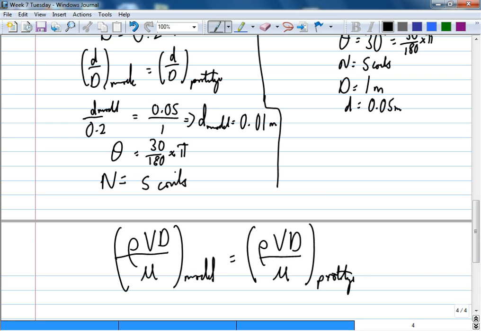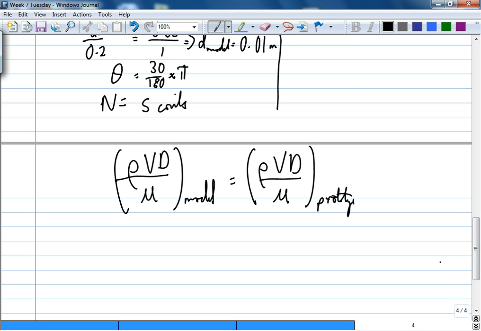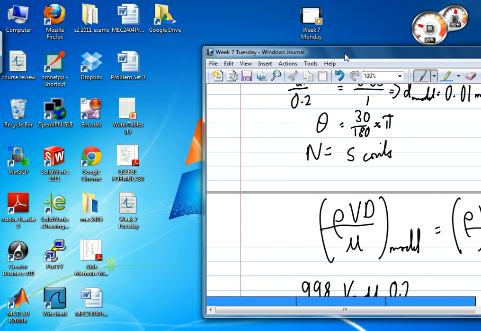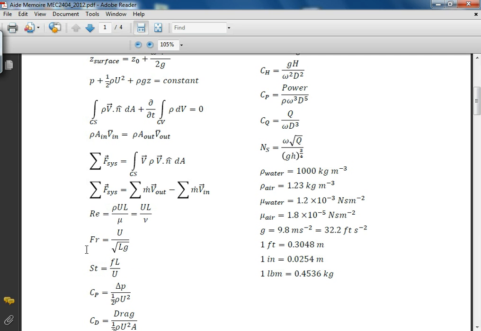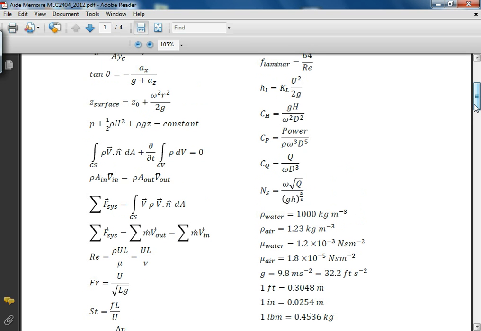I show you here. What is the rho of water? Around 998. Velocity we don't know; we want to find it from this analysis. Diameter is 0.2. What is mu of water? If you don't know, don't panic. You don't need to memorize; it's on your formula sheet. I believe you should see something very similar in your exam. So mu of water is 1.2 times 10 to the minus 3 Newton second per meter square.